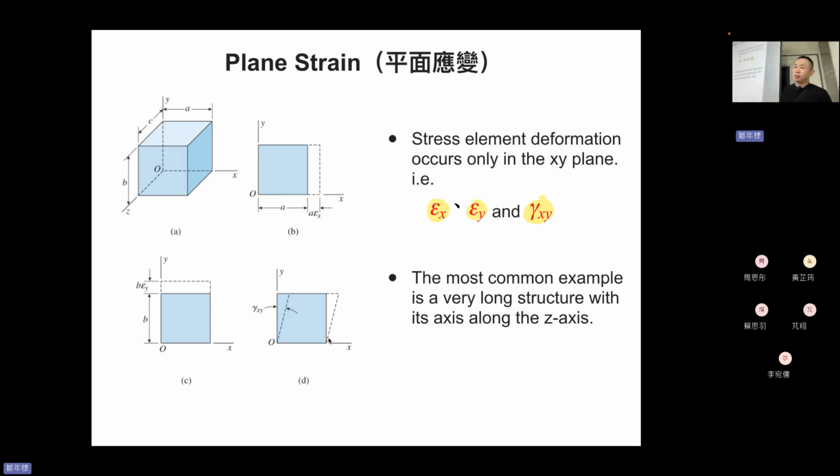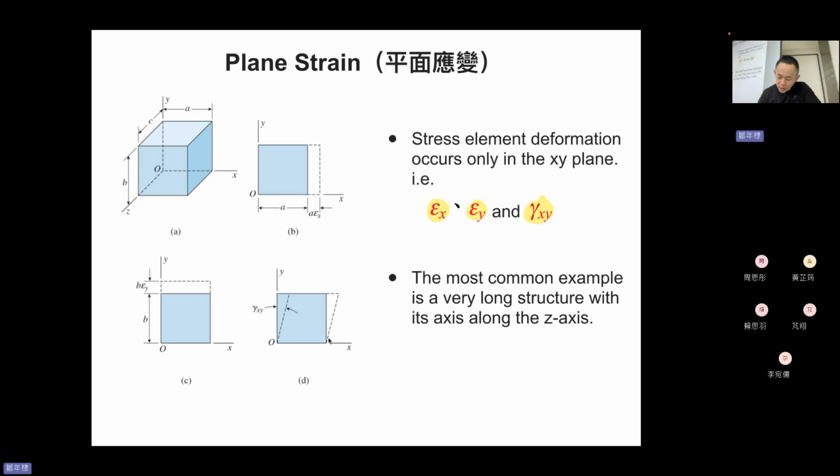How about plane strain? Plane strain in this section is completely opposite. Let's think about that. Plane strain means that the z direction has no strain. Strain epsilon z is equal to 0, which means that the deformation in the z direction is tiny, extremely tiny compared to its original length.